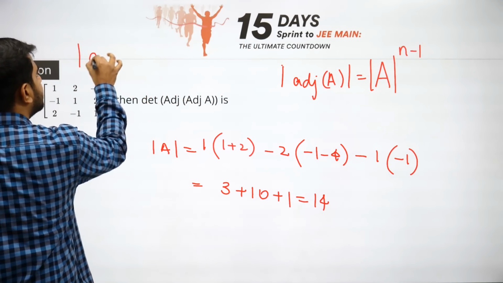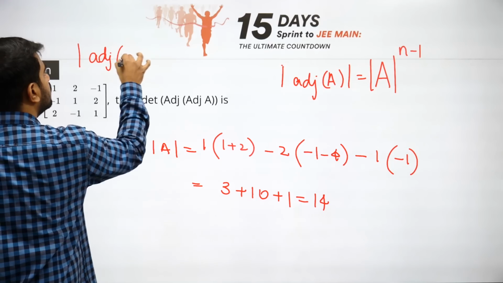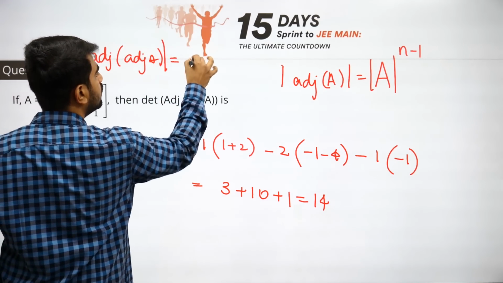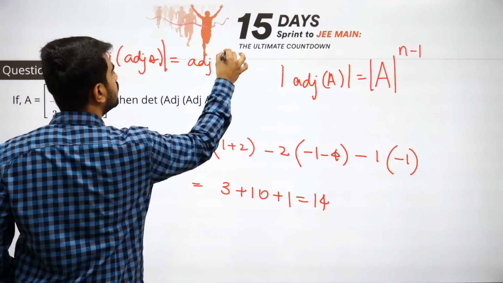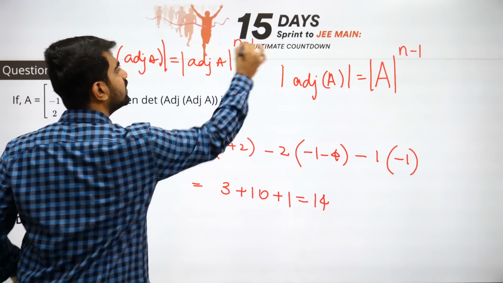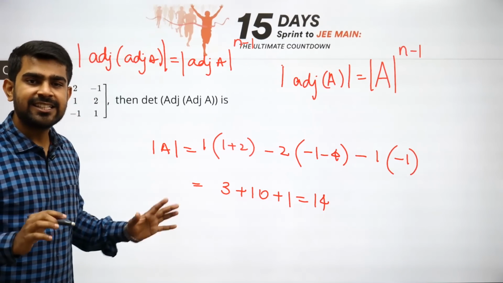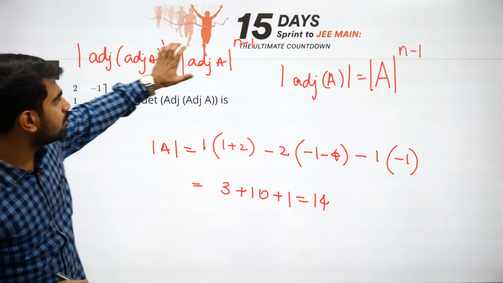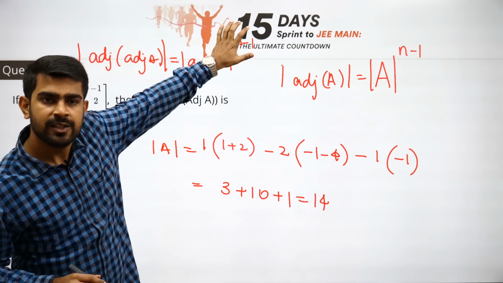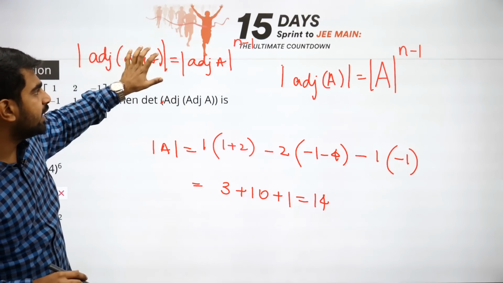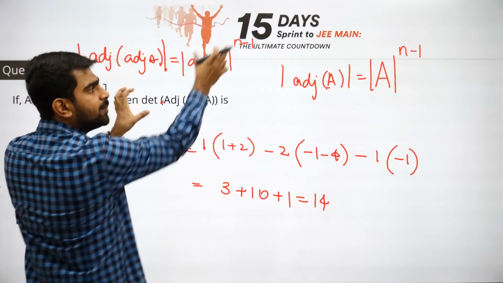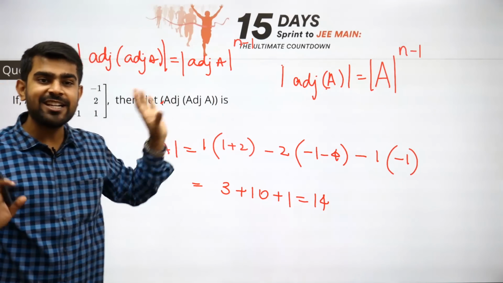Now, can I say determinant of adjoint of A is equal to adjoint of A to the power n minus 1? Isn't that correct? Think of adjoint of A as A. That should be equal to det of A to the power n minus 1. Think of this entire quantity as A, and that will be equal to det of A to the power n minus 1. That is exactly what I have written here.